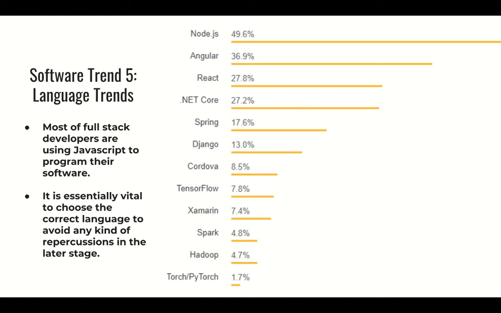In a Stack Overflow survey of commonly used libraries, frameworks, and programming languages, Node.js scored 49.6% and Angular scored 36.9%. Some other popular libraries, frameworks, and languages are React, .NET Core, Spring, etc. The graphical representation of these findings is on the screen to the right.